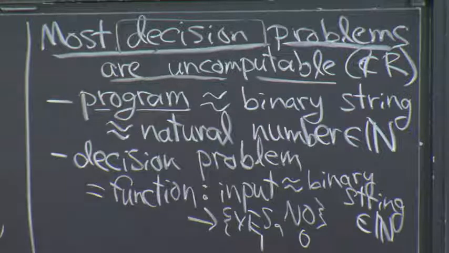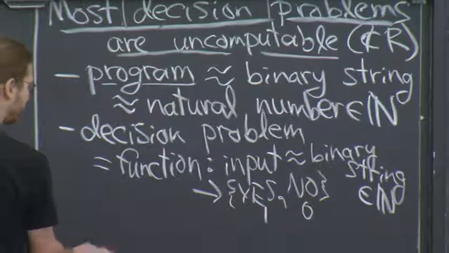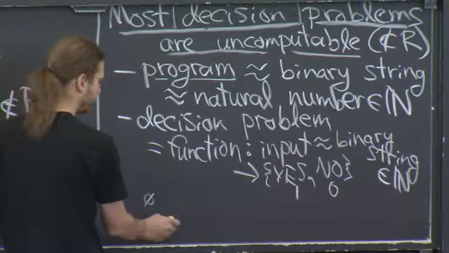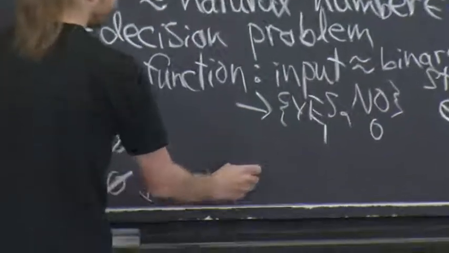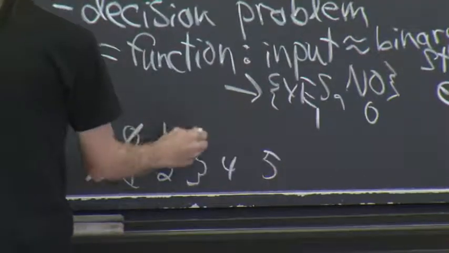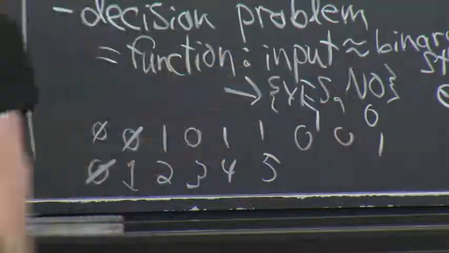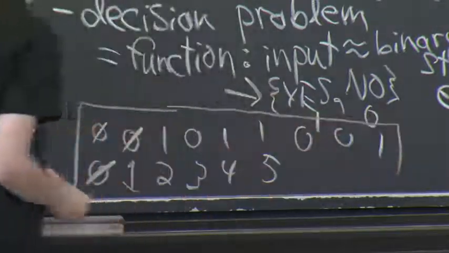Another way to represent one of these functions is as a table, right? I could just write down all the answers. So the input could be 0, the number 0, and then maybe the output is 0. The input could be 1, and then maybe the output is 0. Then the input could be 2, 3, 4, 5, with outputs 1, 0, 1, 1, whatever. So I could write the table of all answers. This is another way to write down such a function.